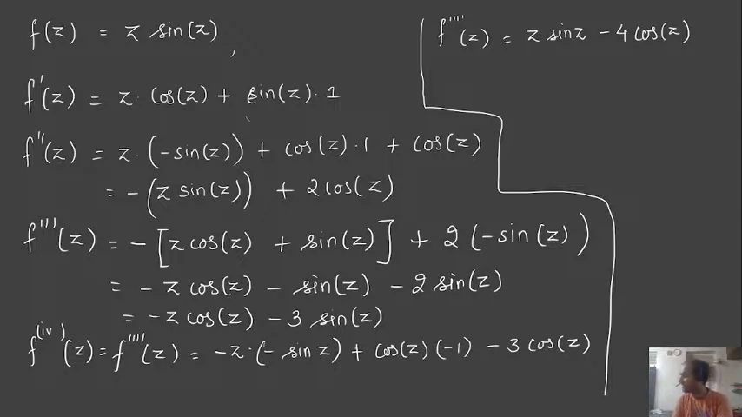Have you followed the derivative? Please let me know whether you are able to understand it or not. So it is minus of cos z, minus of 4 cos z plus sin z into z. Have you followed? Please let me know in the comment section.